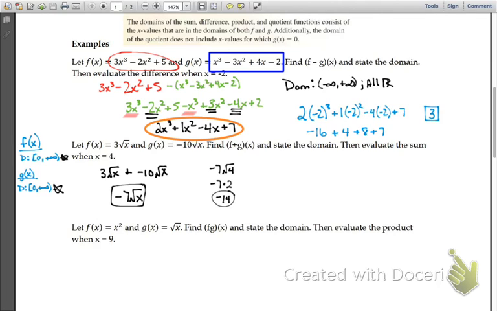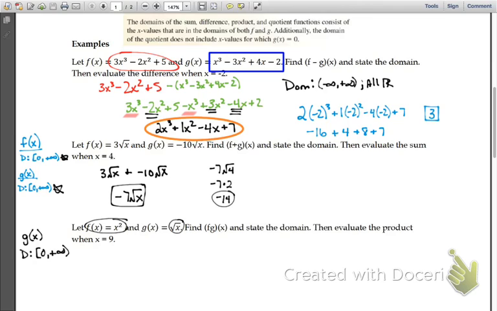Even on the last one, do you have any stipulations here? Do you have any restrictions for x squared? x can be anything, right? What does x have to be here? Yeah, so for g of x, my domain has to go from 0 to positive infinity. You have to check everything before you even start.